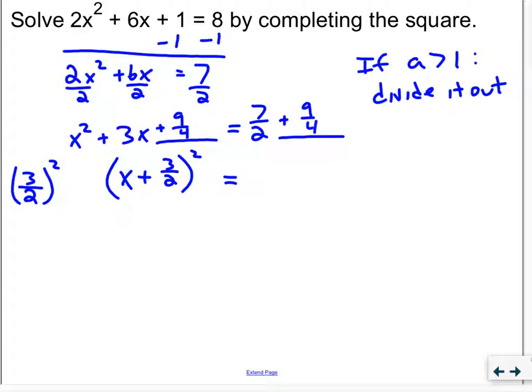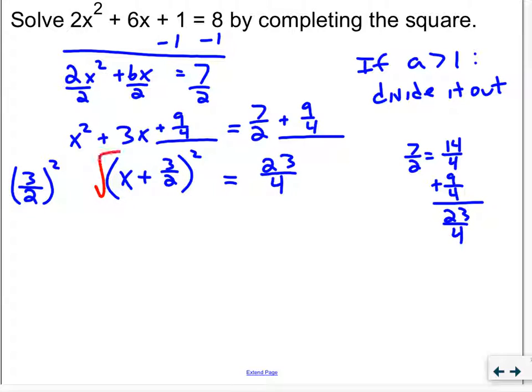Now, I know what you're saying. We got to add fractions. You got your calculator handy? If not, let's make 7 over 2 equal to 14 over 4. Multiply top and bottom by 2. And then when we add it to 9 over 4, 14 plus 9 is 23 over 4. We'll leave it like that. Again, don't go decimaling on me. Leave it as a fraction. You're going to like it.